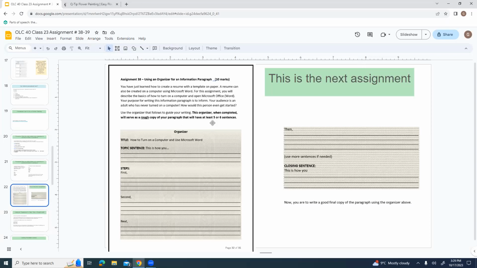Closing sentence, this is how you. And it's going to be essentially a rephrasing of the first topic sentence, okay? So first you do the rough copy and then you're going to do the good copy, but I want to talk about the rough copy a little bit more.